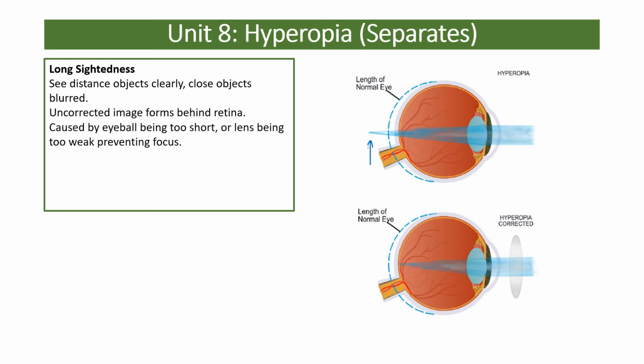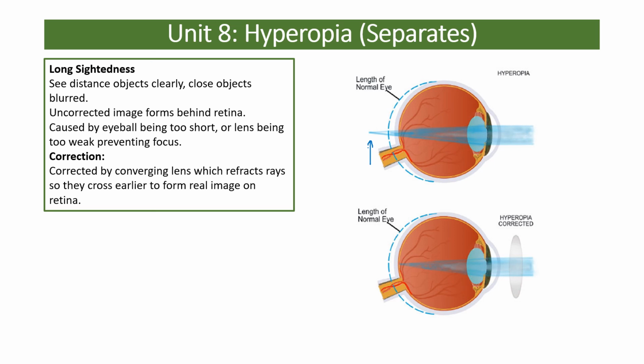Now, why would this happen? Because your eyeball might be too short, and people, when they're born, sometimes have long-sightedness because their eyes are too small, but then they grow, and young children who often have this will grow out of having long-sightedness. It could be the lens is too weak, however, and it could prevent focus. And correction for this could be that you would use a converging lens as seen in the second diagram here, which just makes the light rays cross over sooner on the back of the retina, forming the image correctly for you.